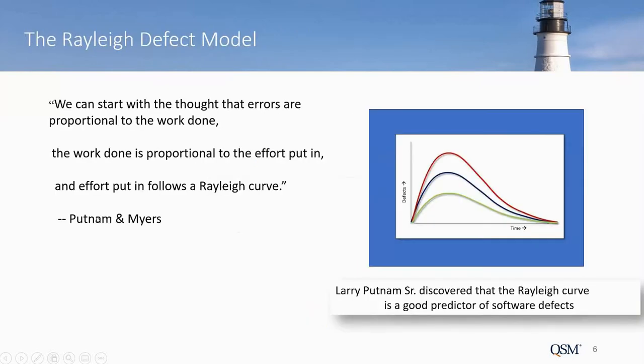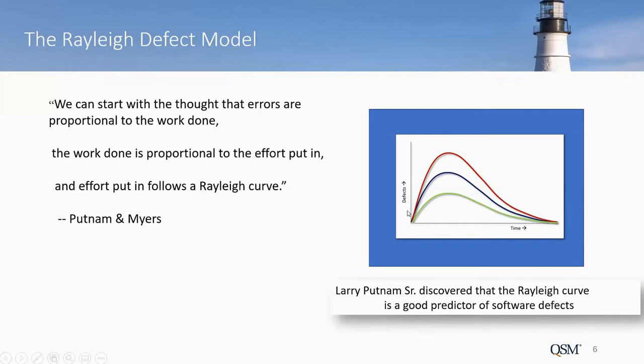The Rayleigh defect model pulls it all together, or at least it's one of the ways we pull it all together. Larry Putnam Sr. discovered that the Rayleigh curve is a good predictor of software defects. And you can see from this quote from Larry and Ware Myers, from one of Larry's books, he says we can start with the thought that errors are proportional to the work done. The work done is proportional to the effort put in, and the effort put in follows a Rayleigh curve.